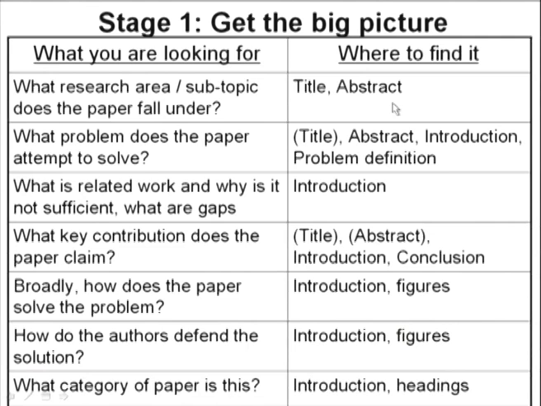It says title, abstract, introduction, conclusion, introduction, figures. And what you see is that the words title, abstract, introduction have appeared many times. In addition, figures have appeared multiple times, and the conclusion has appeared somewhere, and the word headings has appeared somewhere. So the point we are trying to make here is that when you are trying to get the big picture, you should mainly concentrate on these topics.